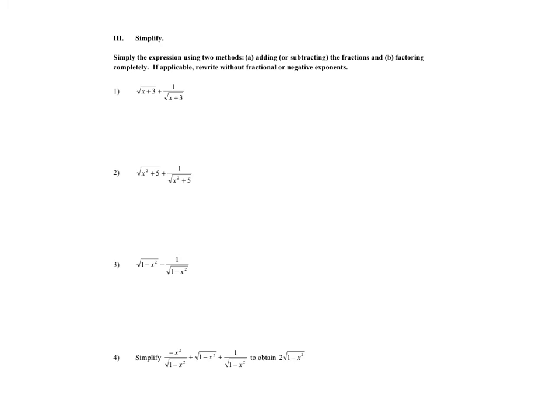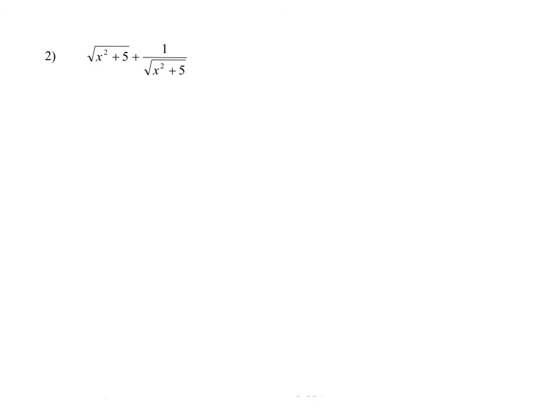Part 3. Simplify the expression using two methods, A, adding or subtracting the fractions, and B, factoring completely. If applicable, rewrite without fractional or negative exponents. Let's skip to number 2. In part A, it tells us to add the fractions together, so the first thing I'm going to do is put an over 1. In order to add fractions together, we need a common denominator, so we're going to multiply by the square root of x squared plus 5 over the square root of x squared plus 5.